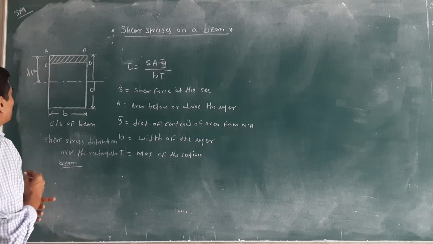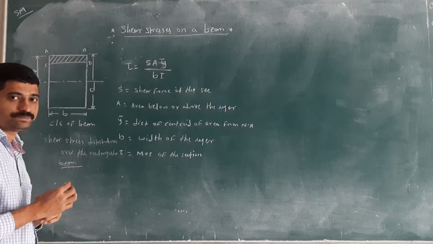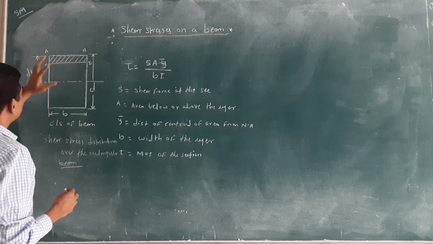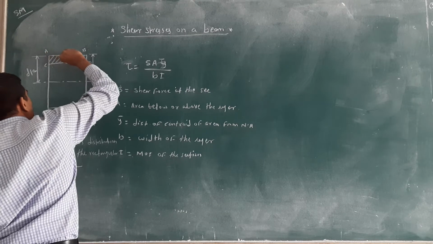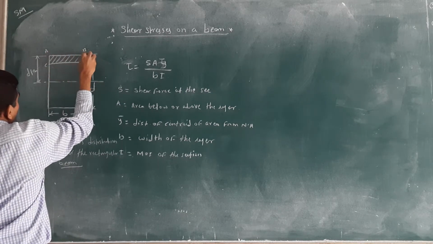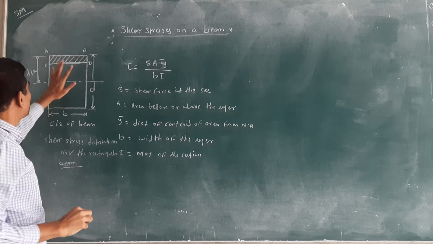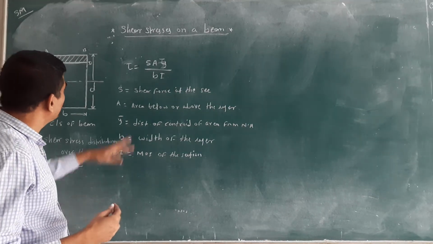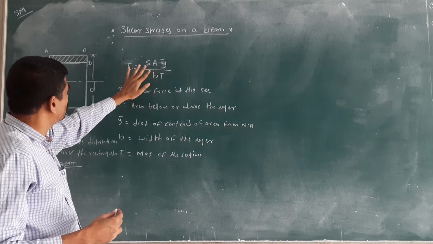I have considered one rectangular beam having width B and depth D. I have also considered a small portion of that rectangular beam, with the layer CD. So you will get this area, the shaded area ABCD, from that rectangular body. The shear force is given, so there is no need to calculate it.